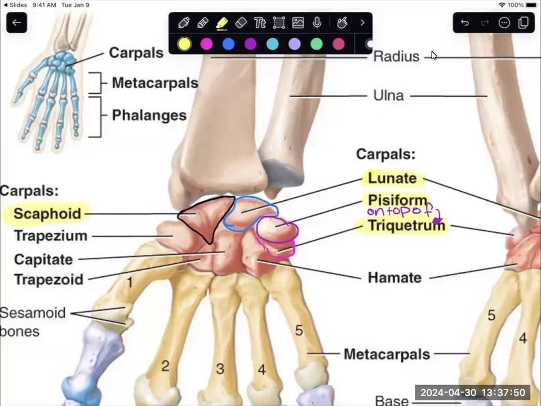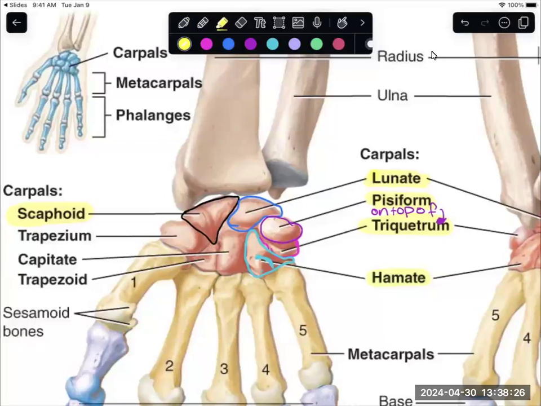We go to the next row. We have the hamate. This bone here also has a little hook on it that comes up. It's known as the hook of the hamate. In a picture, it's a lot harder to imagine, but if you were looking at an actual hand, this is a carpal bone that has a hook on it.